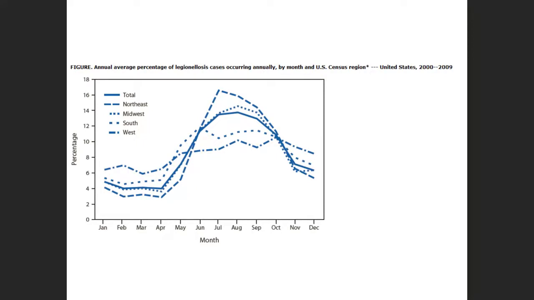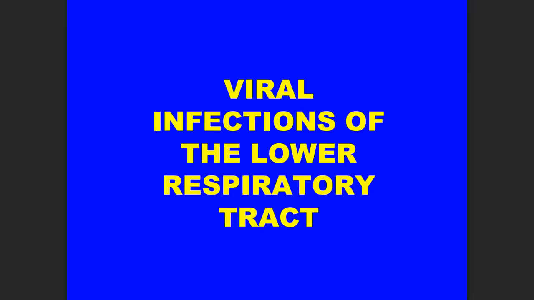And if you look at this graph here, you can see that for the most part, we see higher cases of Legionnaire's disease in the summer, where there's more of a likelihood of people going out and being exposed to fine mists of water at pools and things like that. All right.